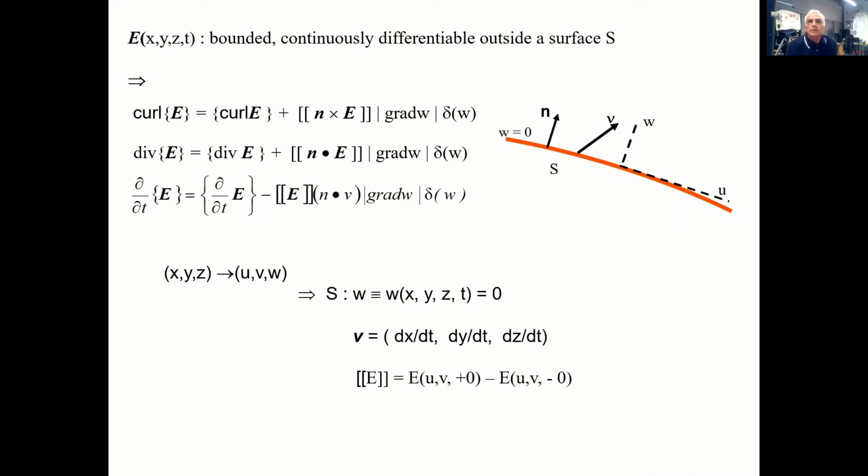As to the quantities denoted by the curved brackets, they stand for the expressions outside S, which consist of continuously differentiable functions. They are called the regular parts of the corresponding quantities. The quantities denoted by the double brackets denote the increments to be observed when one crosses S in the normal direction. The terms which involve delta W are called the singular parts of the corresponding quantities.